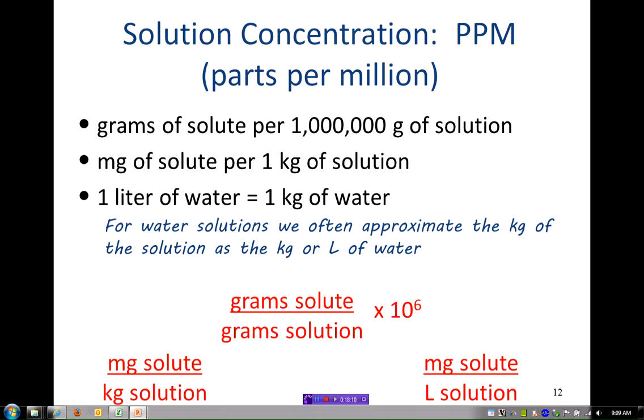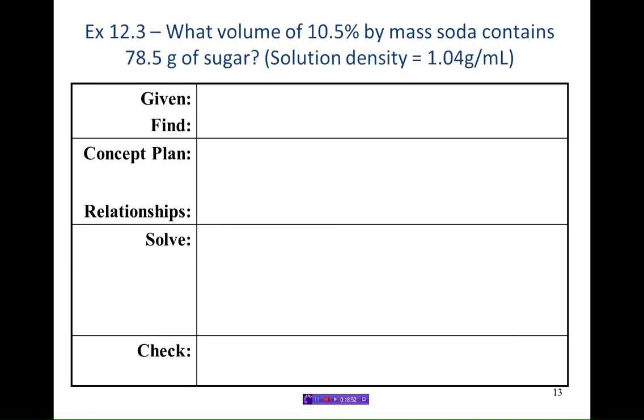So for parts per million, we can use the grams of solute per the grams of solution and multiply that by 10 to the 6th power. So again, we can look at it like this, or as the milligrams of solute per kilogram of solution, or milligrams of solute per liter of solution. These are all ways to get at parts per million. So we're going to look at example 12.3: what volume of a 10.5% mass soda solution contains 78.5 grams of water, and they give you the solution density of 1.04 grams per mL.